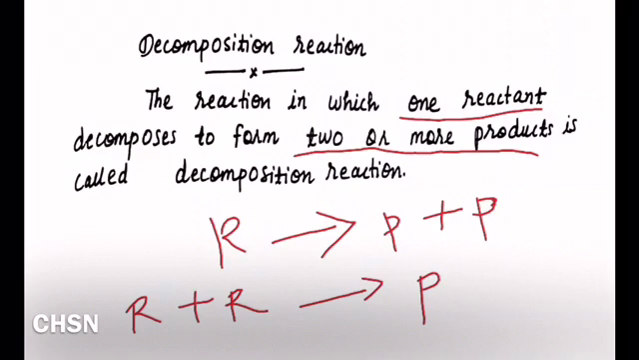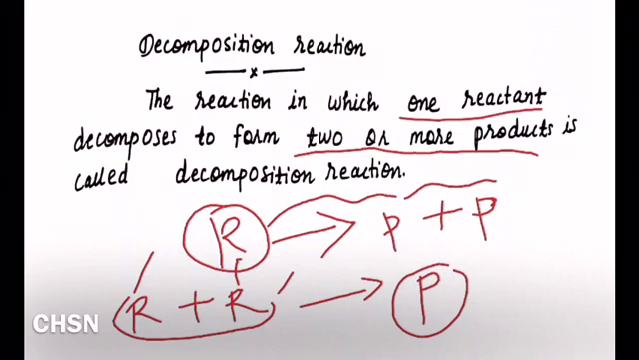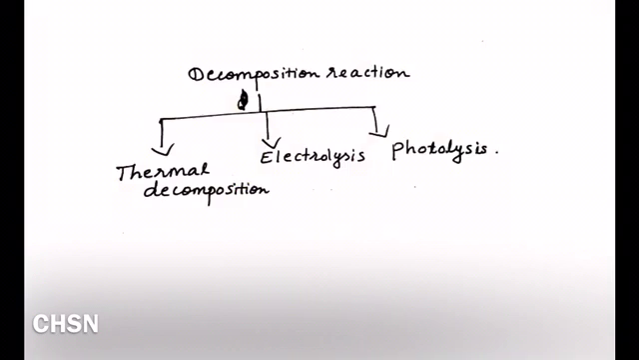So in decomposition reaction, there will be only one reactant. This reactant undergoes decomposition and forms two or more than two products. This type of chemical reaction is called decomposition reaction. But in combination reaction, there are two or more than two reactants. They combine together and form only one product. So this is the difference between combination and decomposition reaction. Now we will see more about decomposition reaction.